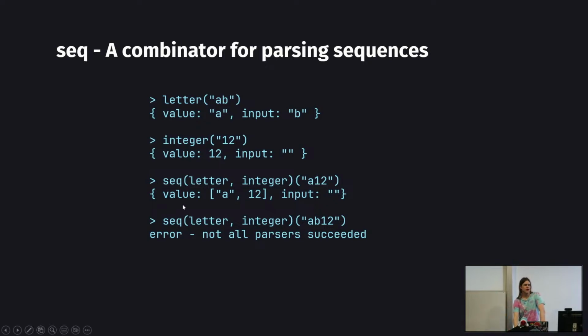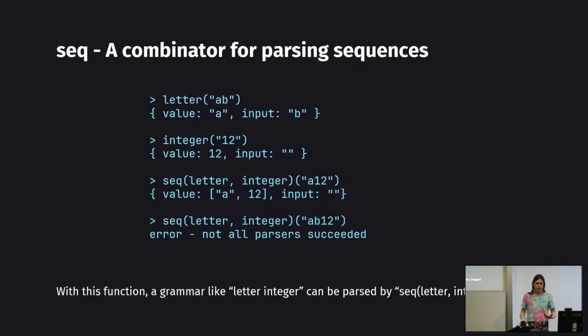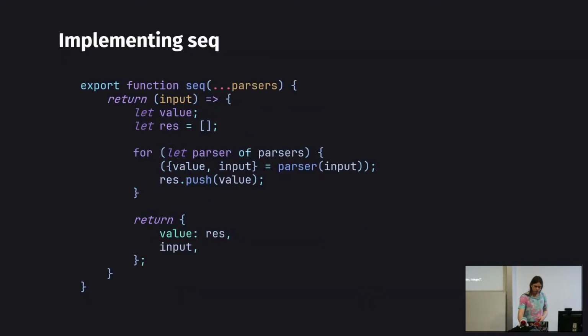So you can see that here I run sequence letter integer, and I give it now A12, and what it will give me is a list containing A, and then the integer 12, and it'll say that it parsed all of its input. If I give it something that is not a letter followed by an integer, then it will fail, right? So this is just another parser. A grammar like letter integer can be parsed by sequence letter integer.